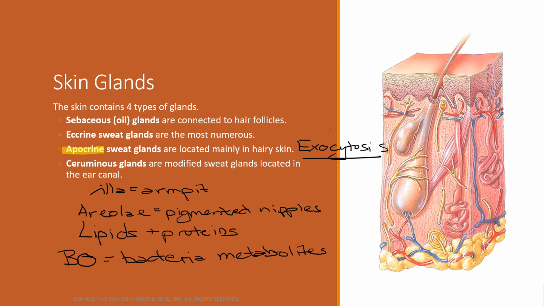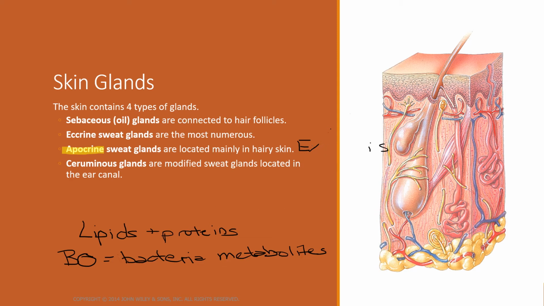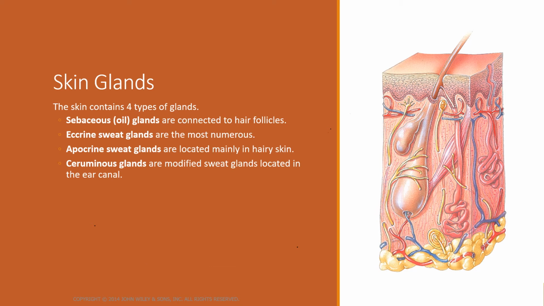Okay, now the final type of gland that we're going to talk about is the ceruminous gland, and this comes from the word cerumen. Okay, so ceruminous sweat glands. These are modified sweat glands that are located in the external ear, and they produce this waxy lubricating secretion.